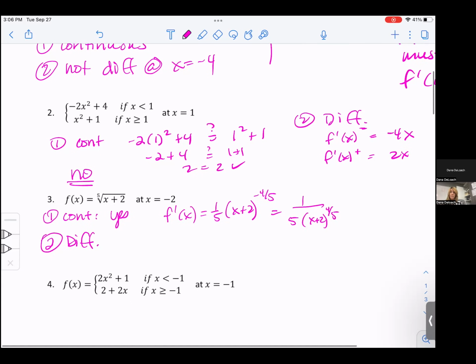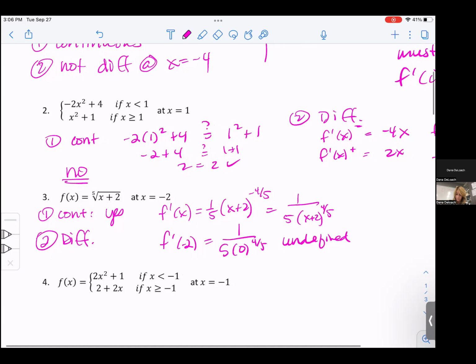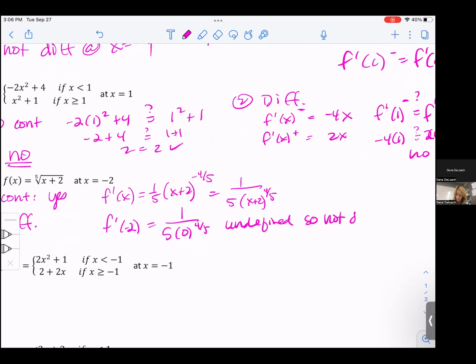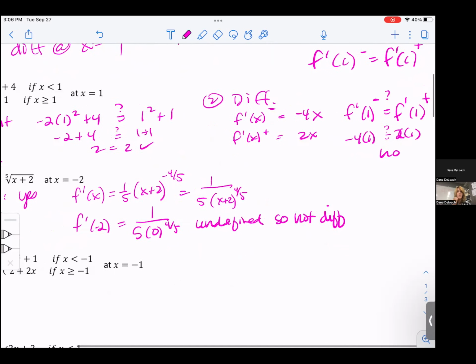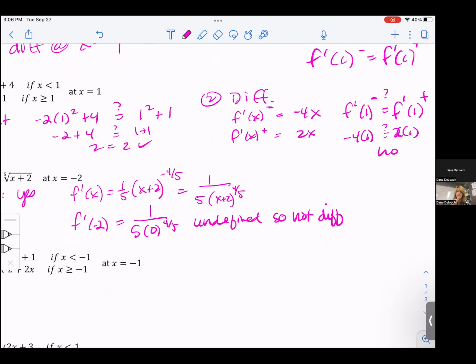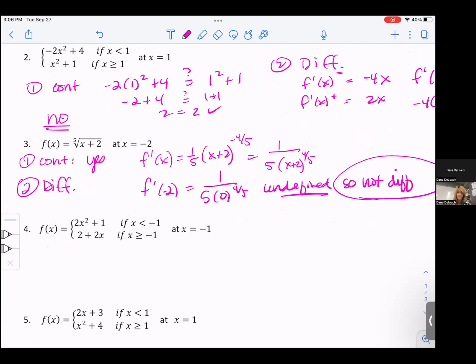And I know that if I do f prime of x at -2, that's going to be 1/5 times 0 to the 4/5. That's undefined, so it's not differentiable. Remember, the derivative has to exist and the left side has to equal the right side. In order for the derivative to exist, the left has to equal the right, but it has to exist, and it doesn't here. So not differentiable because this is undefined, because you'll get 0 in the denominator of the derivative. You have to check the derivative.